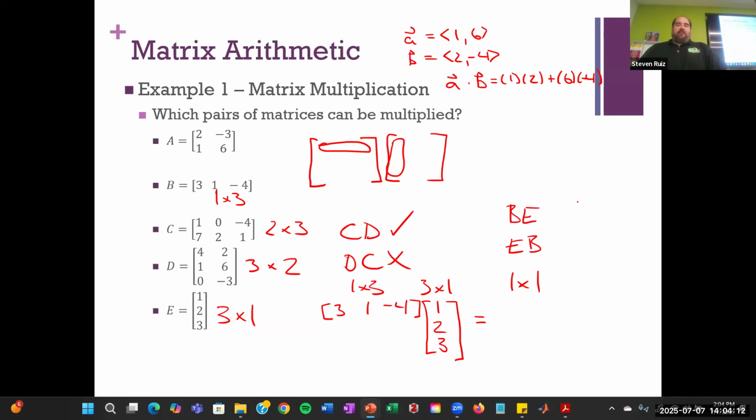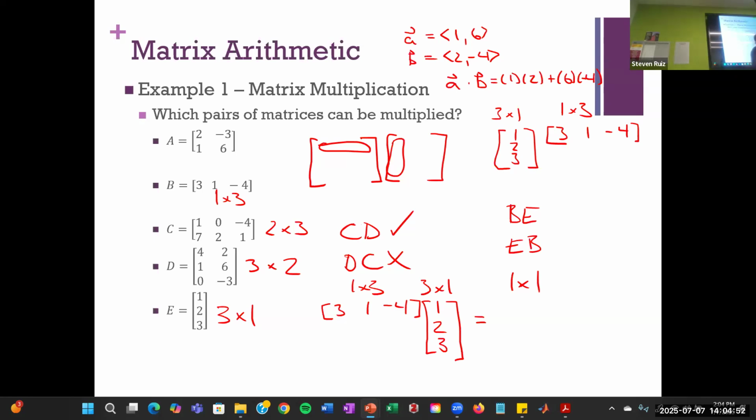But what happens if I try to do this the opposite way? If I try to multiply a 1, 2, 3 by a 3, 1, negative 4, what's the order of the thing on the left? I just found out I lied to you again. What's the order of the thing on the right? 1 by 3. That works.